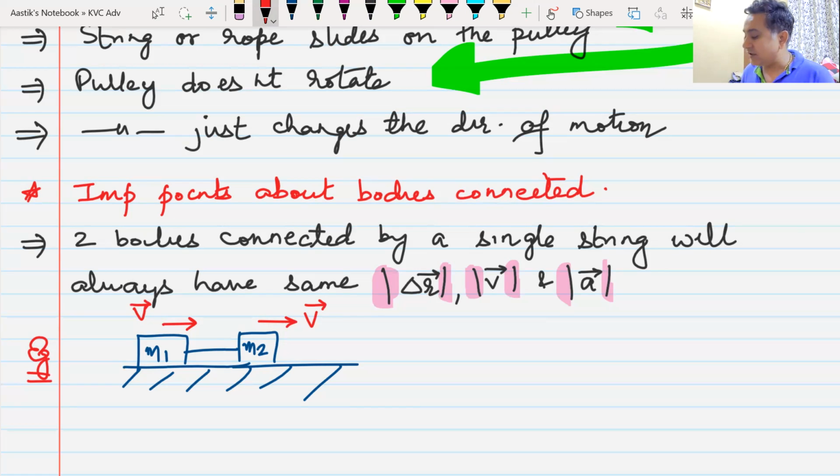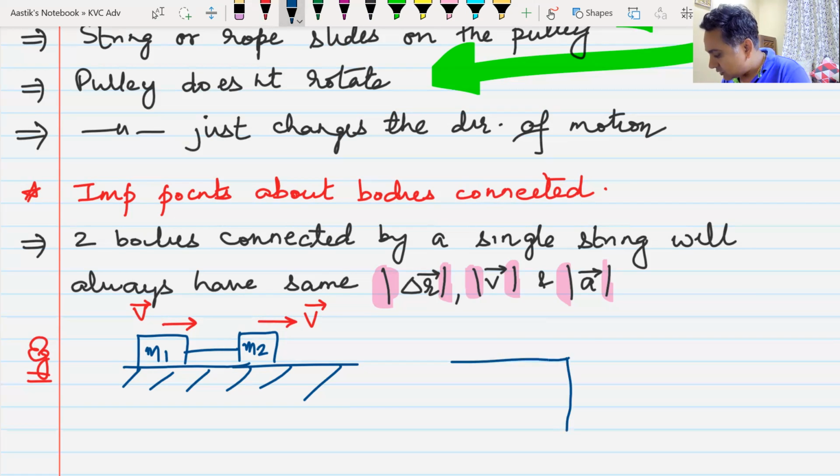Why have I written modulus? Why have I written magnitude of that? I should have written displacement, velocity, and acceleration are same. Why have I written magnitude only? Because this is just one case in which all of them are same. Now, if I change the case and make it a bit different, you will understand why I have written the magnitude of displacement.